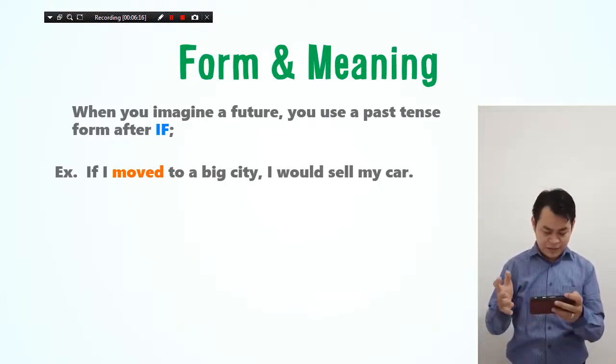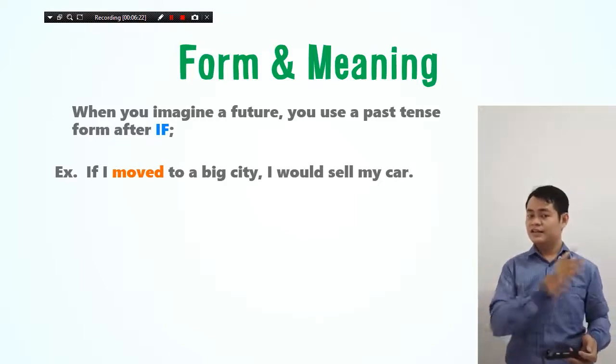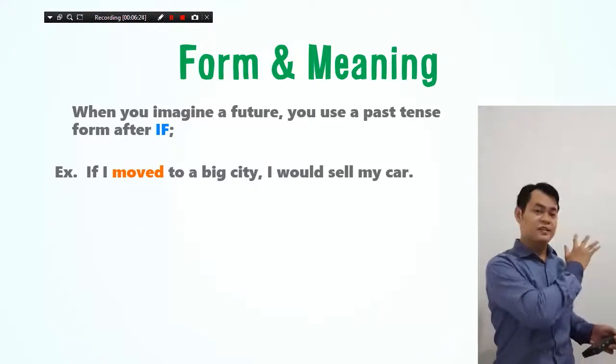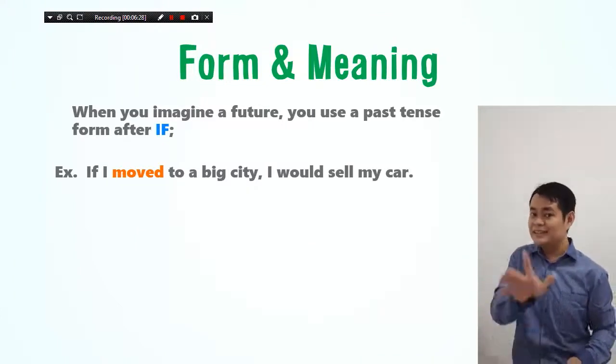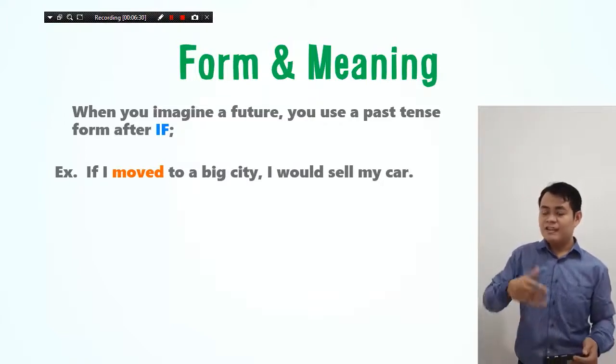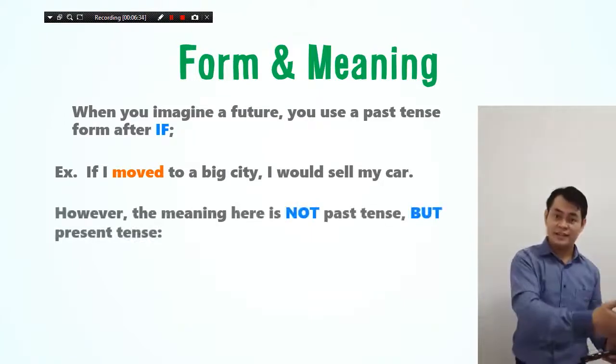So, for example, if I moved to a big city, I would sell my car. Can you see the sentence uses moved, right? It's in the past tense. But we use past tense, it doesn't mean it is in the past. The fact is he hasn't moved yet.